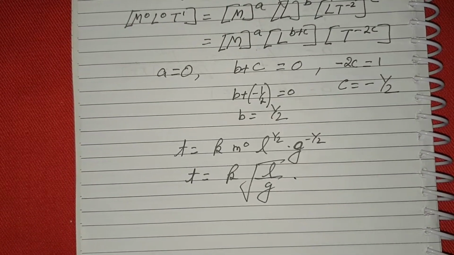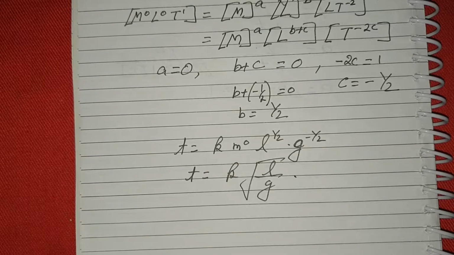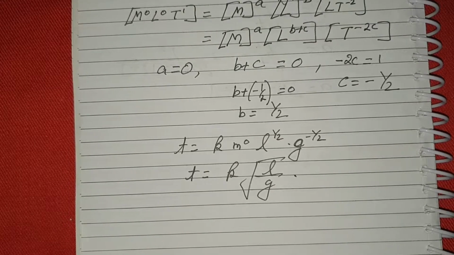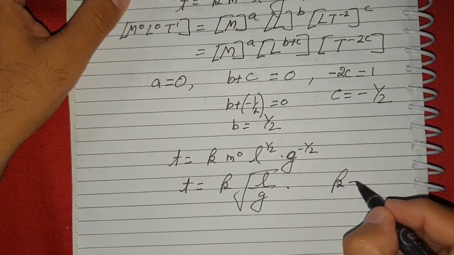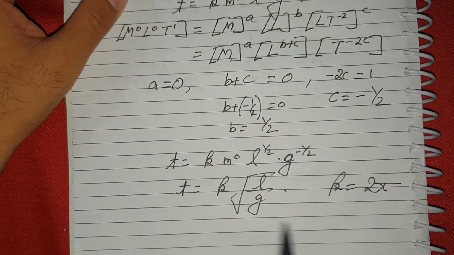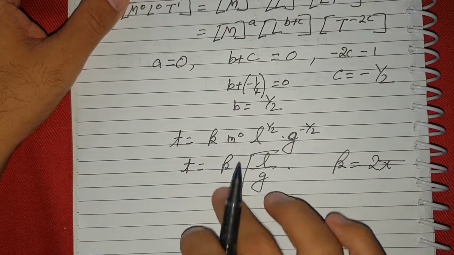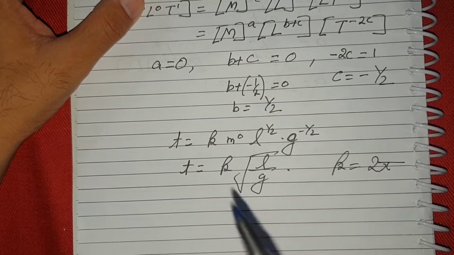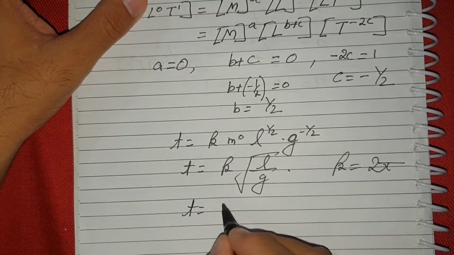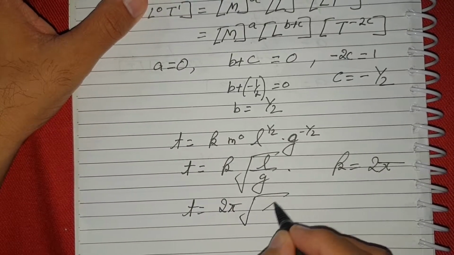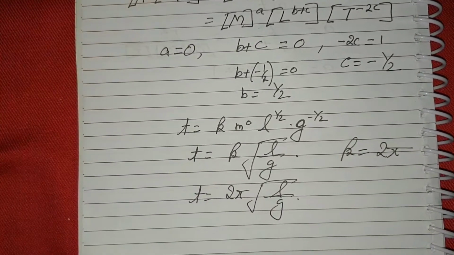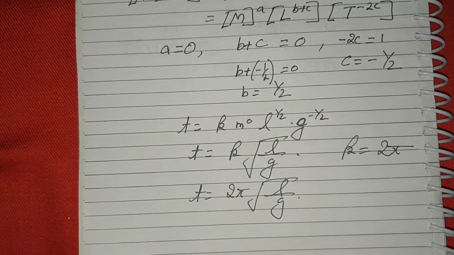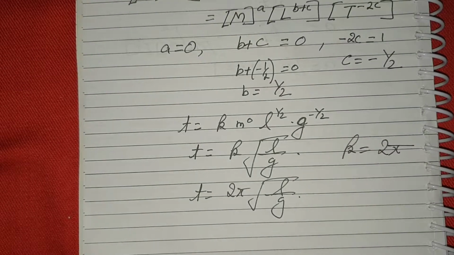Now as we know, we cannot find the value of k, but by using other methods, we calculate the value of constant k as 2 pi. So this is the limitation of the dimensionless constant. So T is 2 pi under root L by g. Okay, we can take one more example.